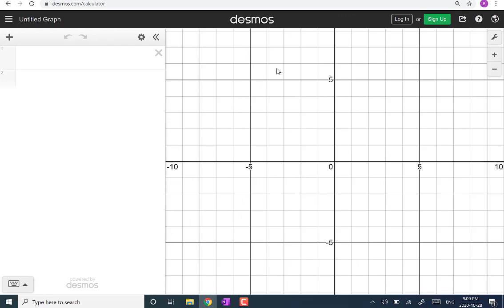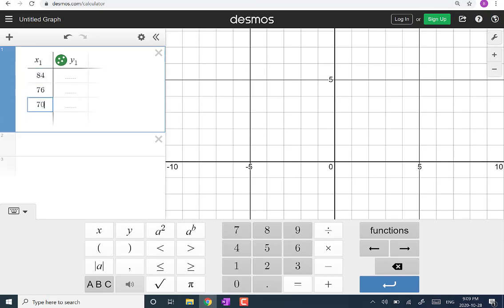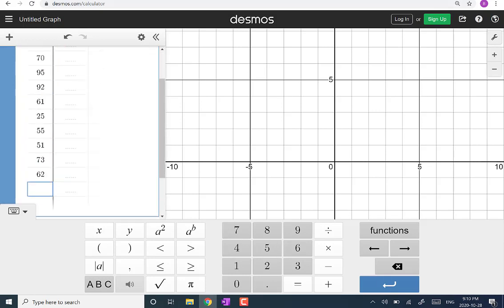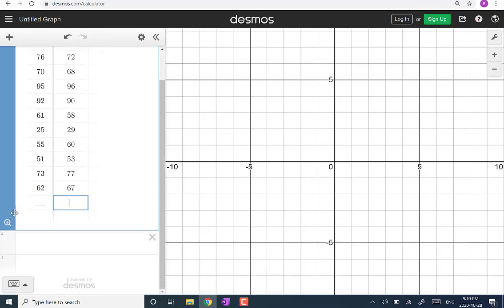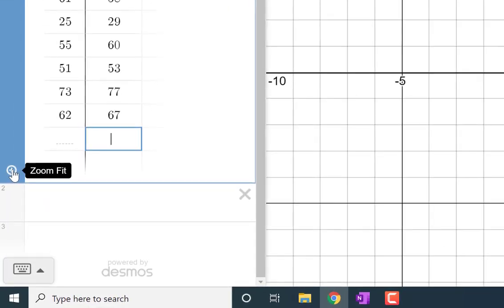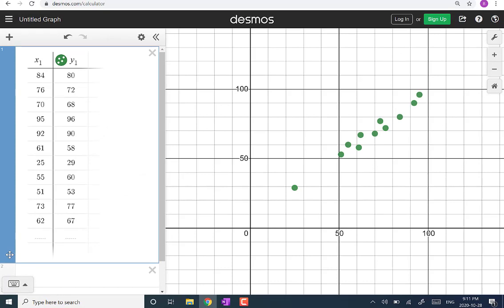Alright, once you get to Desmos, the first thing to do is to add your table. Next is to type in all your data values. Recall, if we want to see all our data points on the graph, we click on the Zoom Fit icon over here on the bottom left. And notice we have a positive correlation. As the one variable increases, the other increases.